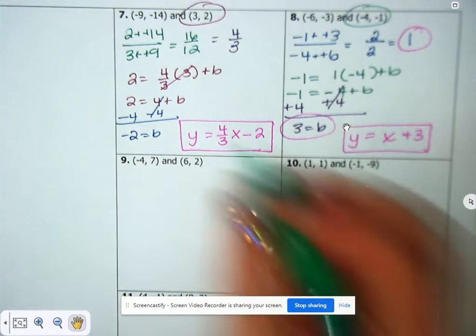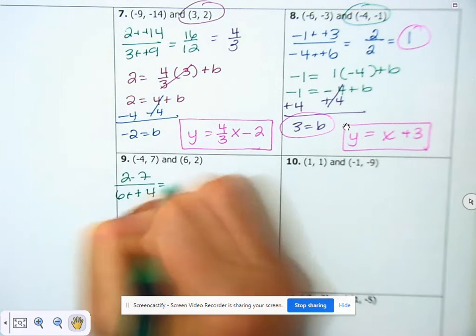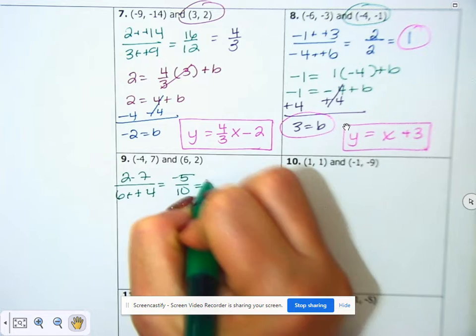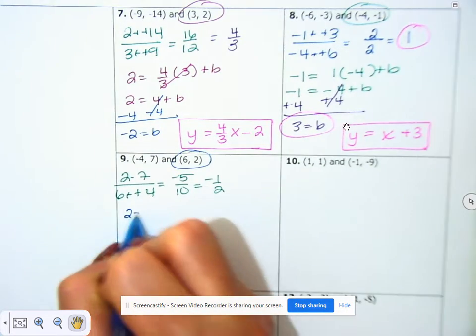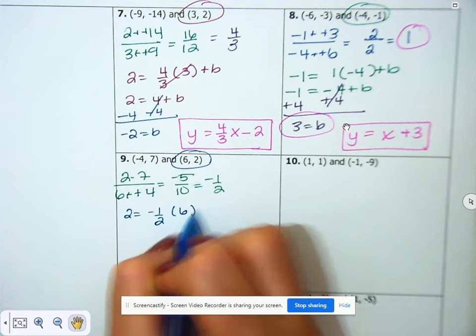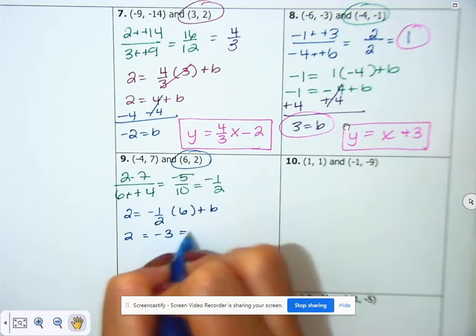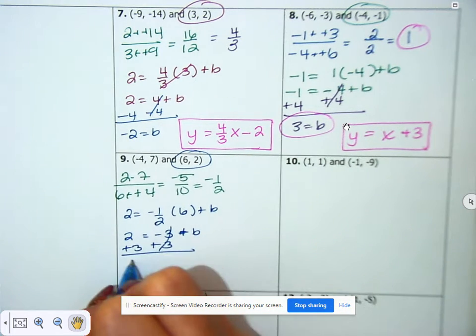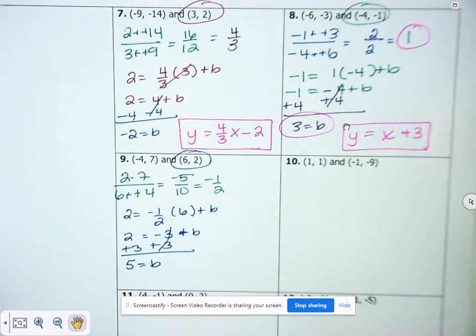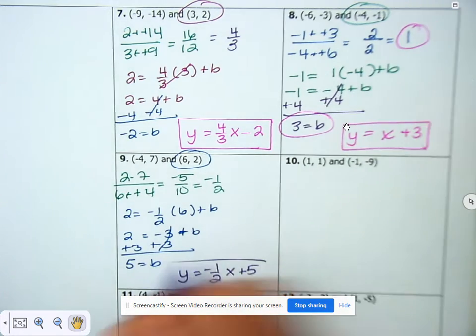All right, number 9. 2 minus 7 and 6 minus negative 4 gives me negative 5 over 10, or negative 1/2. 2 equals negative 1/2 times 6 plus b. All right, half of 6 is going to give me negative 3. So then I'm going to add my 3, and b is 5, making my final answer y equals negative 1/2 x plus 5.